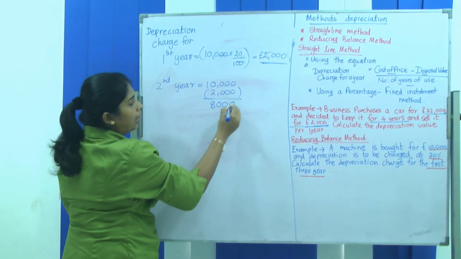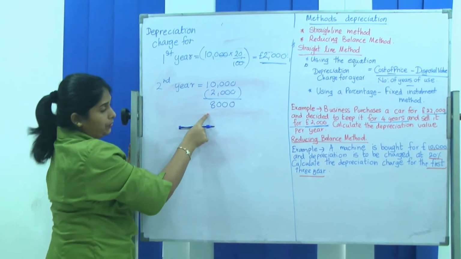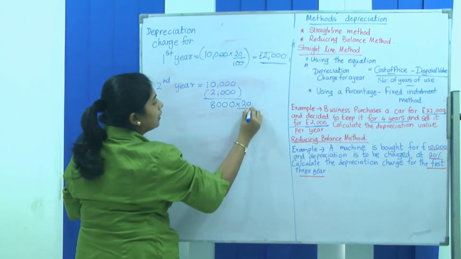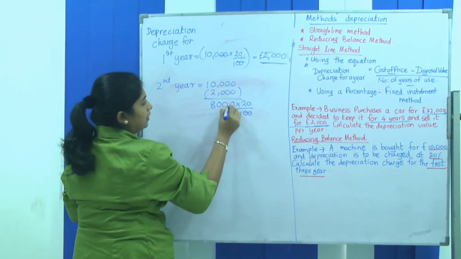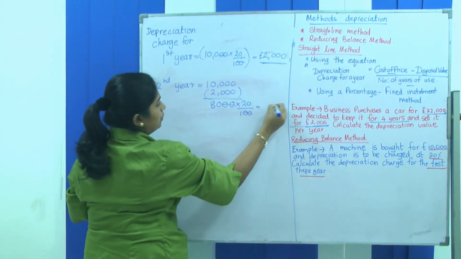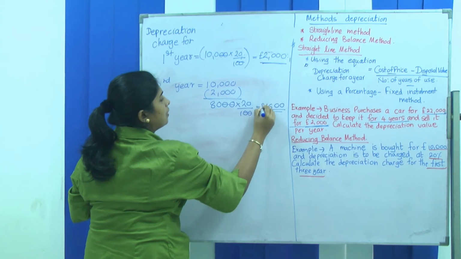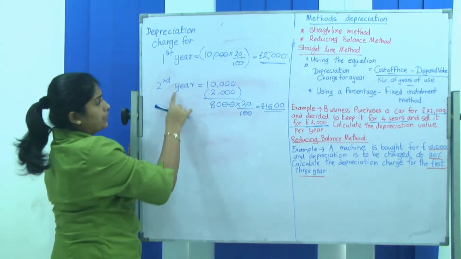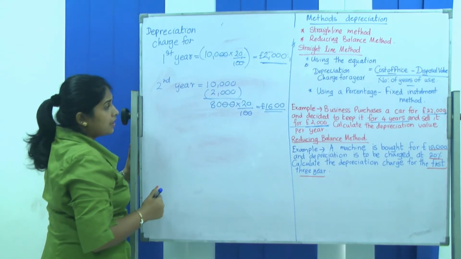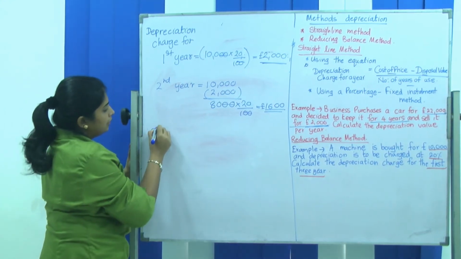Then you will get 8,000. From 8,000 only you have to calculate 20% for the second year. That means 2 zeros will cancel, then 2 zeros, 1,600. Okay, so the second year the depreciation charge is 1,600. We'll see the third year.